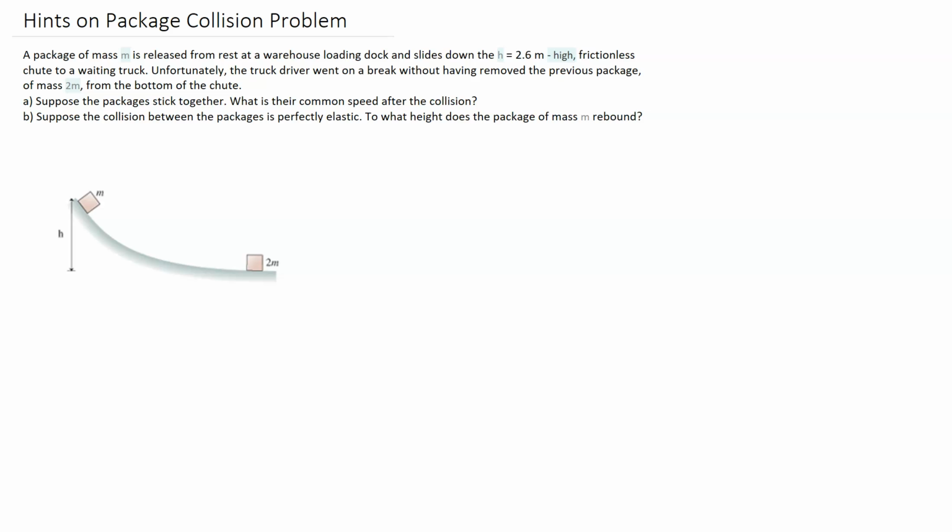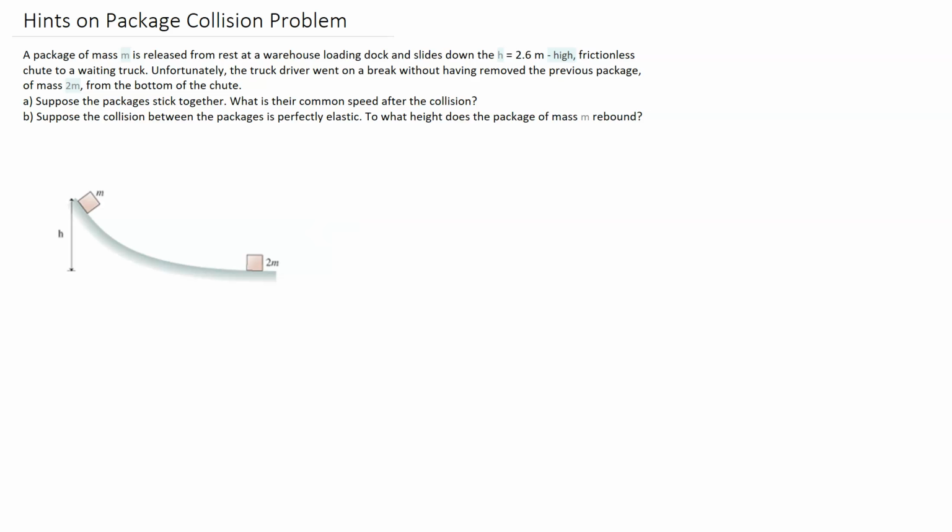I would like to offer you some hints on how to do this problem about two packages colliding together after one of them slides down a ramp. So basically this is a two-part problem, and I'm not talking about part A and part B. The two parts are an energy conservation problem and a momentum conservation problem. Part A is an inelastic collision for a momentum conservation problem, and part B is an elastic collision for a momentum conservation problem. So let's just take a look at this.